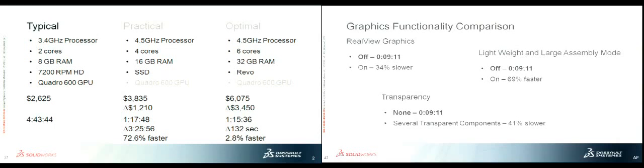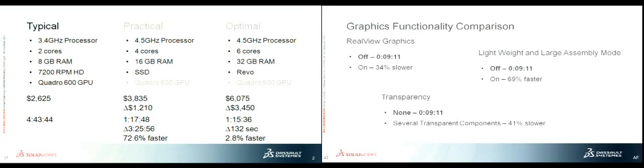All right. Other things that we compared: RealView graphics on and off. You can expect you're going to get a performance decrease there. And transparency, it was actually surprising to me. It can be up to 50% slower if you've got significant transparency in your model. For us, it was 41%. You expect some degradation. I didn't expect quite that much.